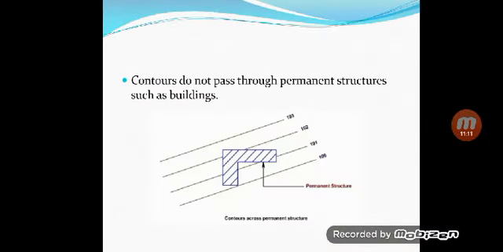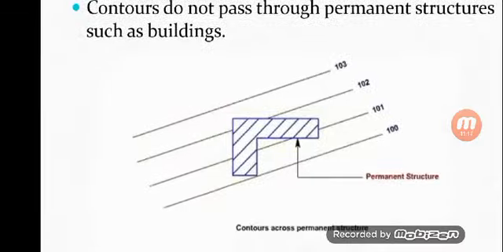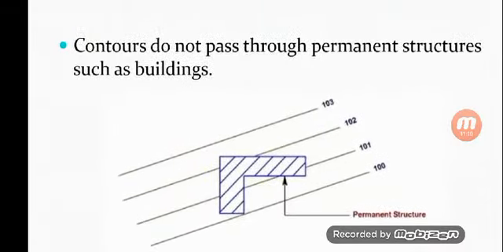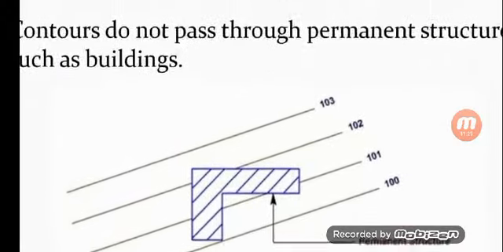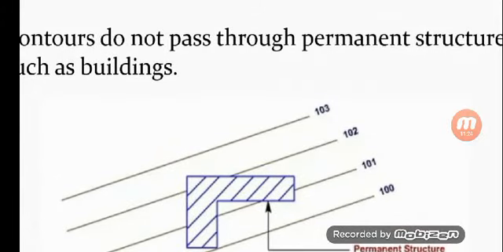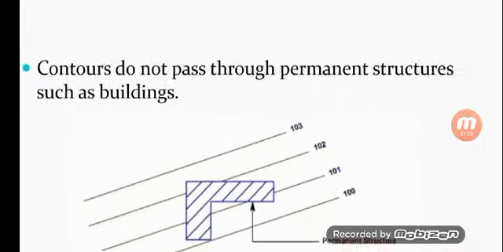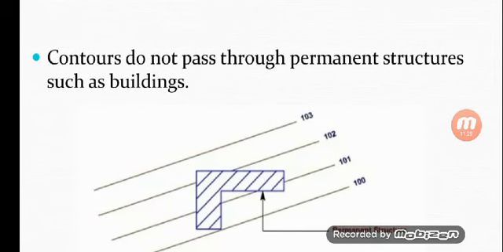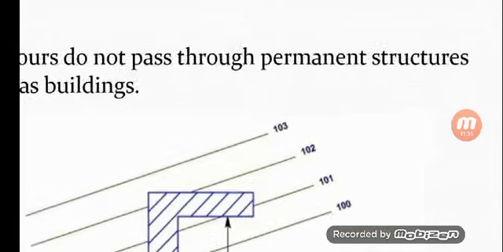And last characteristic is contours do not pass through permanent structures such as buildings. So this is a permanent structure, blue structure, and the contours cannot pass through it. So you can see it does not pass but just goes around it. Okay.